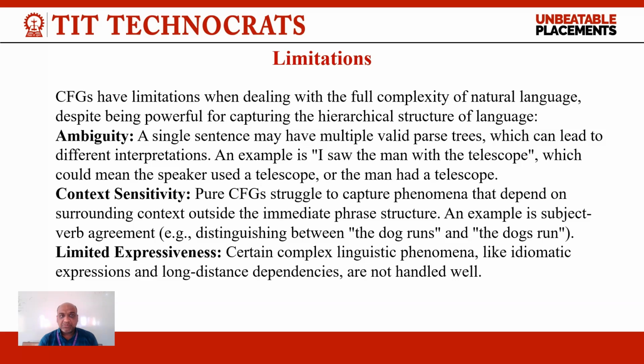Limitations. CFGs have limitations when dealing with the full complexity of natural language, despite being powerful for capturing the hierarchical structure of language. Ambiguity: a single sentence may have multiple valid parse trees, which can lead to different interpretations. An example is "I saw the man with the telescope," which could mean the speaker used a telescope or the man had a telescope.